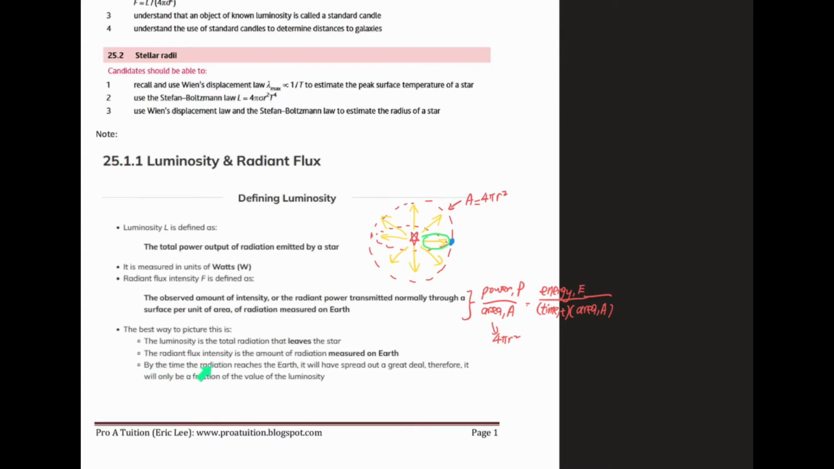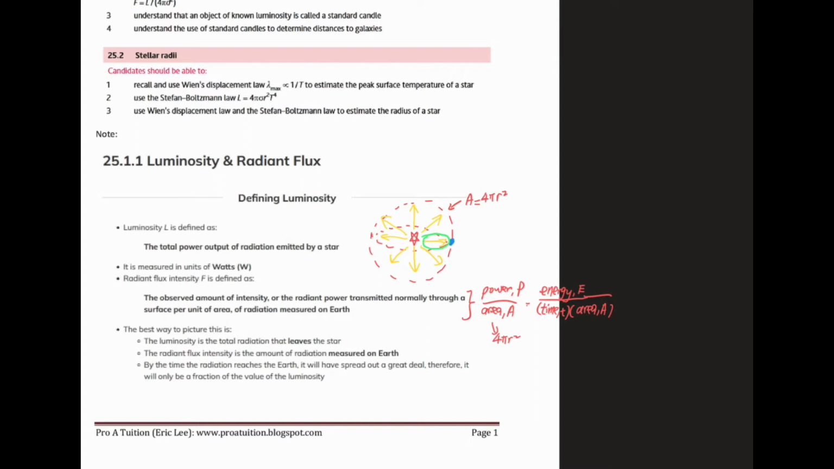By the time the radiation reaches the Earth, it has spread out a great deal in all directions, passing through a long distance, and therefore it will only be a fraction of the luminosity. This one arrow is a fraction of the whole set of yellow arrows. It's just a small part. The radiant flux intensity that reaches the Earth is just a small part of the luminosity.